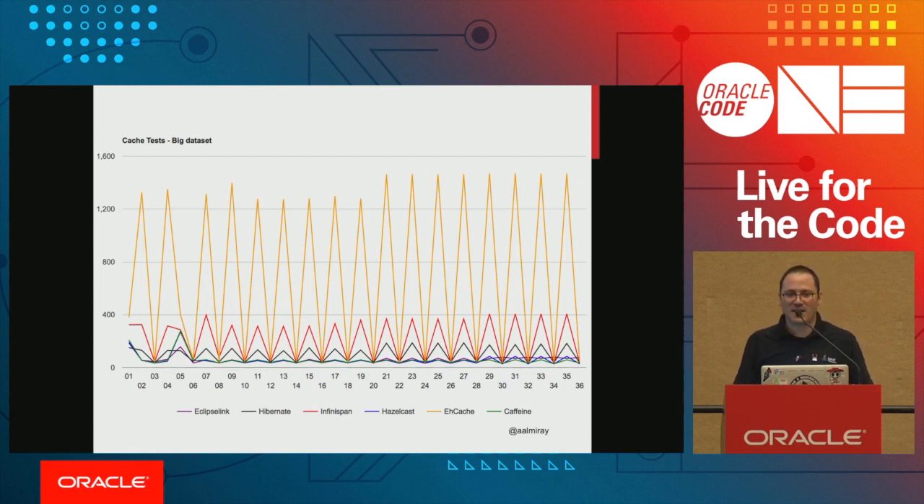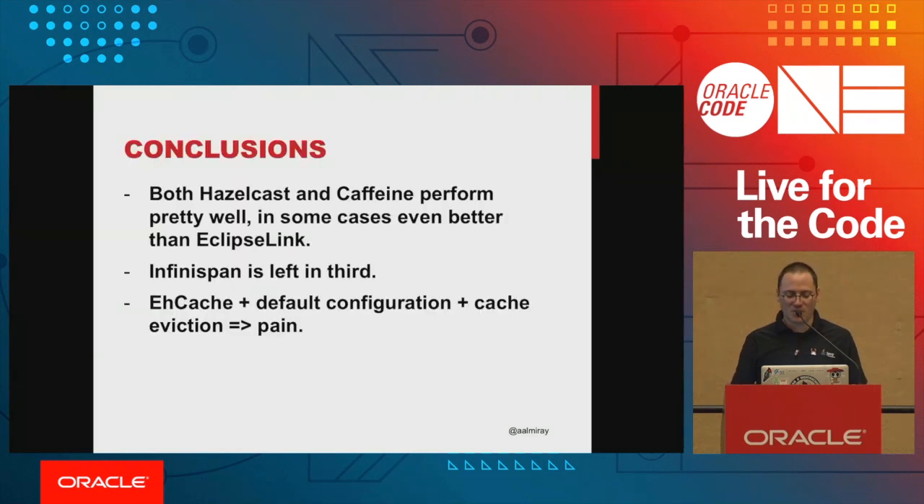Big data set, cache invalidation, EHCache, not good. And the red one, the other peaks that we see there, that is Infinispan. So it's close, but no cigar. You can see the other options are better. So those are our conclusions. If you want to have something very close to Eclipse Link, you have two choices: combine with Hazelcast or combine with Caffeine. If you want to go with Infinispan, your numbers will not be very good, and definitely EHCache will shoot everything. Just don't use it.